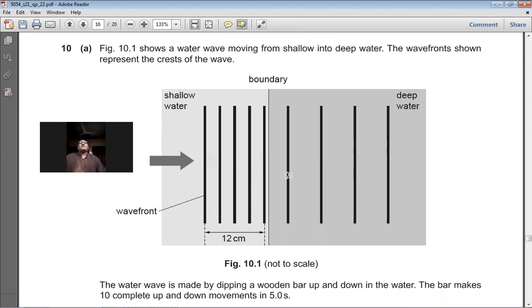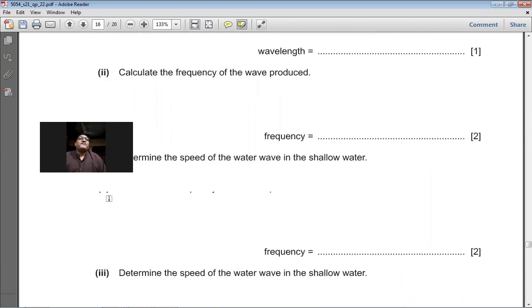And remember my words, that when the water waves enter from the shallow water into deep water, their wavelength increases, so their speed also increases. In the deep water, the speed is higher. So what will happen? The frequency will remain unchanged, it will remain constant, the wavelength will increase, as you can see from the diagram, and the speed will also increase.